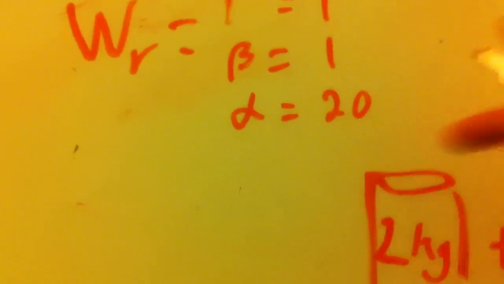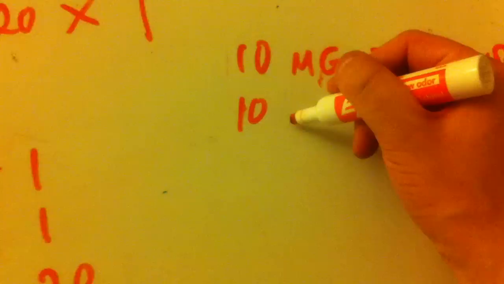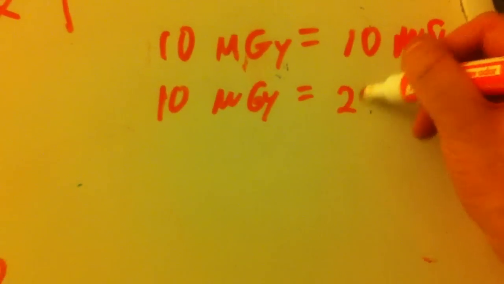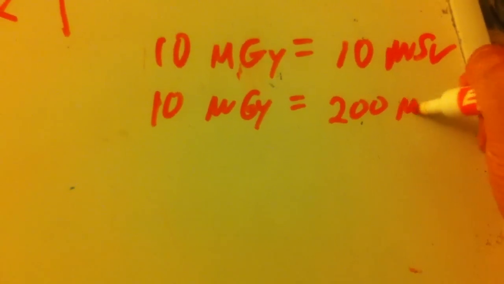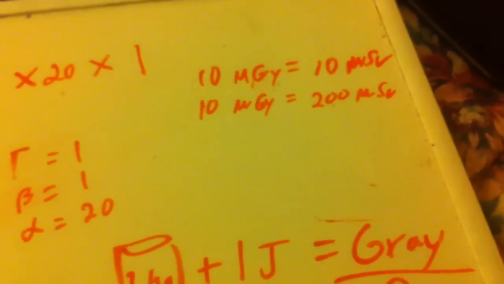Now, pretend for a minute that this was alpha particles. Like uranium produces alpha particles, for example. Then this would be a 20. So 10 micrograys would equal 200 microsieverts. All right.